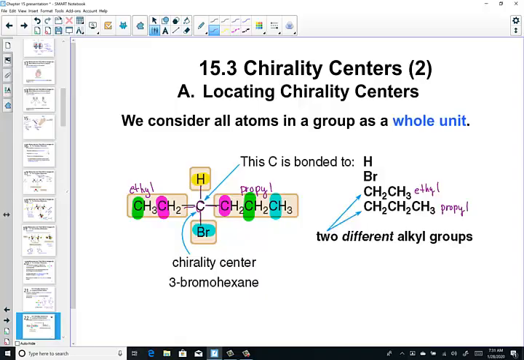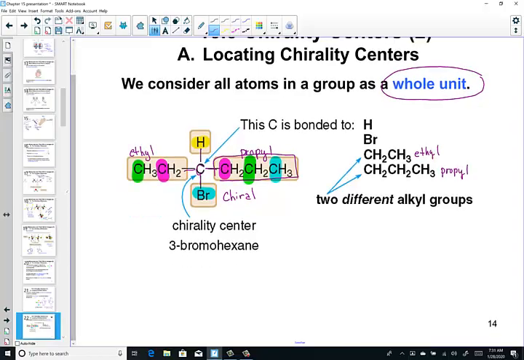This does meet the chirality center criteria. 4 unique attachments, looking at the unit as a whole unit. Don't just pause and look at the first atom to make your decision. See if there is a point of difference between those attachments.